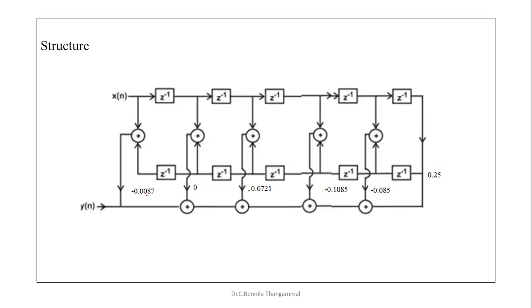So minus 0.0087 into 1 plus z power minus 10, 0 into z inverse plus z power minus 9, minus 0.0721 into z power minus 2 plus z power minus 8, and minus 0.1085 into z power minus 3 plus z power minus 7. And then this is going to be z power minus 4 into z power minus 4 plus z power minus 6, into your coefficient, and then plus 0.25 into z power minus 5.